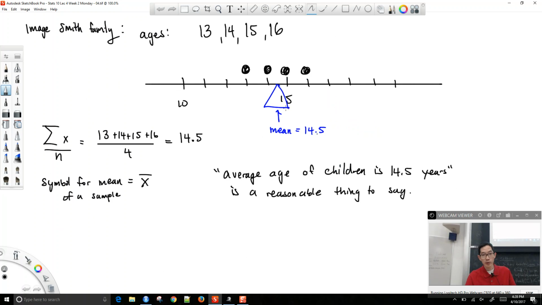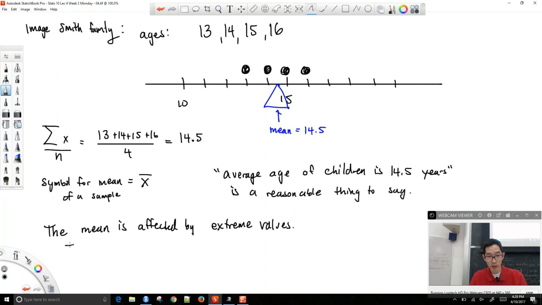Over here, when the youngest is 13, that keeps the mean in the middle of everything. So the mean is affected by extreme values, and the mean gets, quote, pulled in the direction of the skew.